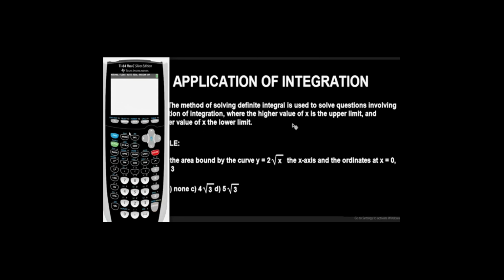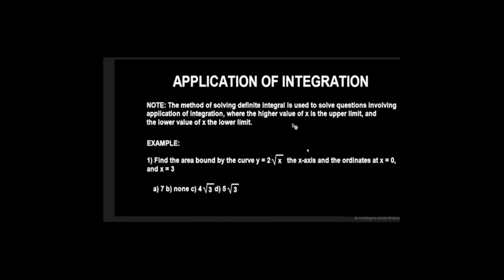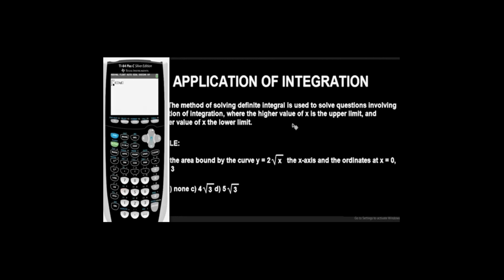To bring out the definite integral sign, just press the alpha button and the window button. Alright, so you will see integration. Option 4, you press it, and it will bring this out for us. Now as I noted here, the higher value of x will be our upper limit. The higher value of x in this question is 3, so it will be our upper limit. Just go up and put 3. Then our lower limit will be the lower value of x, which is what? 0.